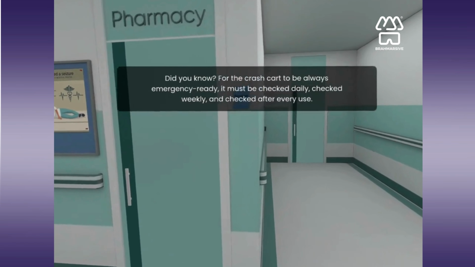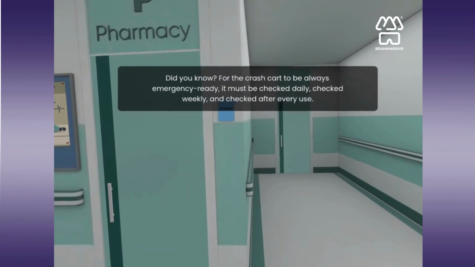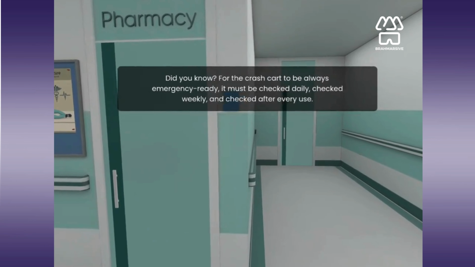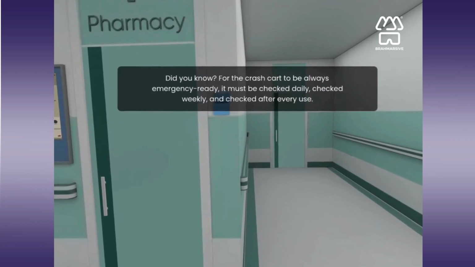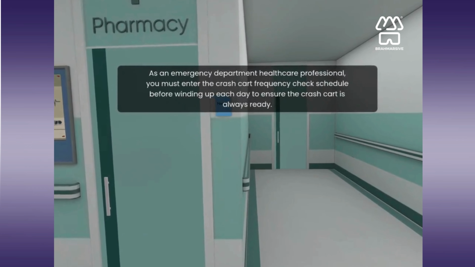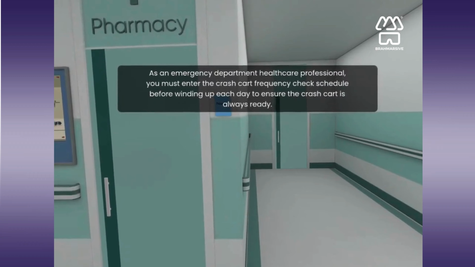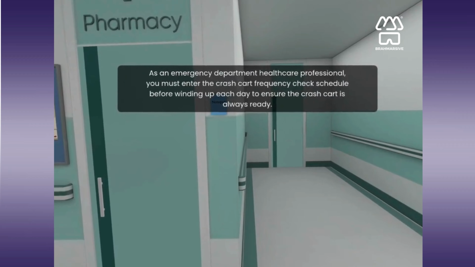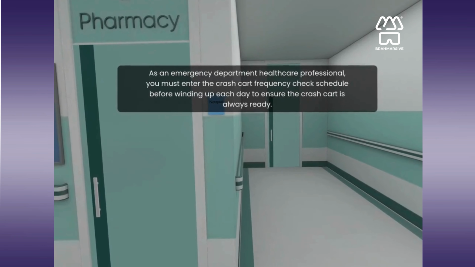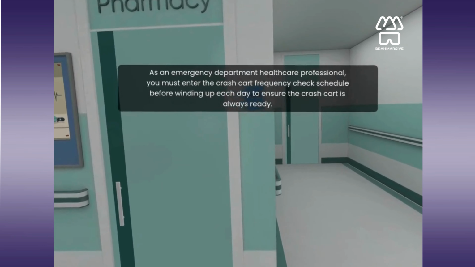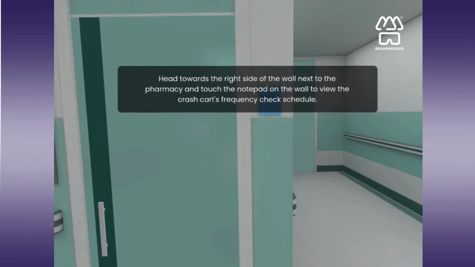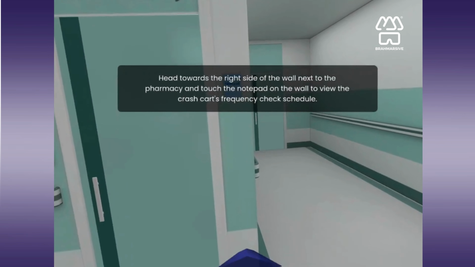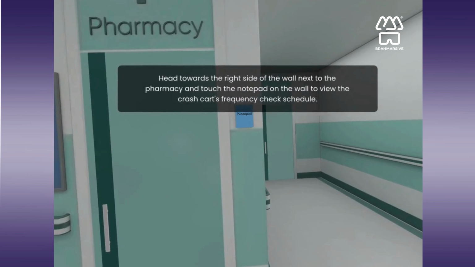Did you know? For the crash cart to be always emergency ready, it must be checked daily, checked weekly, and checked after every use. As an emergency department healthcare professional, you must enter the crash cart frequency check schedule before winding up each day to ensure the crash cart is always ready. Now, head towards the right side of the wall next to the pharmacy and touch the notepad on the wall to view the crash cart's frequency check schedule.